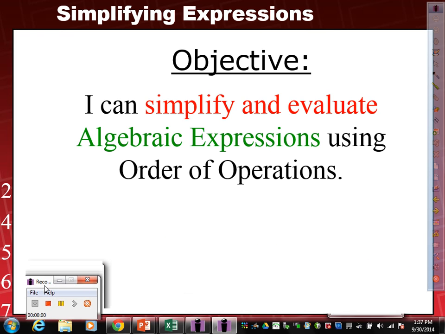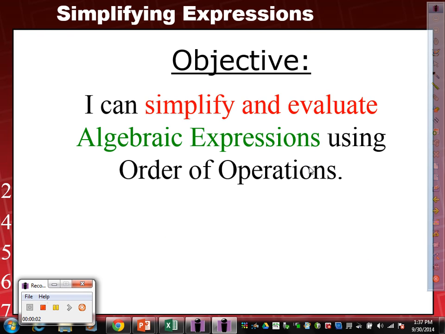Okay, once again, today is part 2 of what we started with simplifying algebraic expressions. So our objective: I can simplify and evaluate algebraic expressions using order of operations. Read together, 1, 2, 3. I can simplify and evaluate algebraic expressions using order of operations.